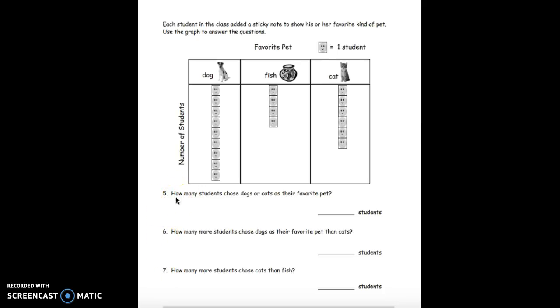Number 5. How many students chose dogs or cats as their favorite pet? Here you're going to write the total of dogs or cats.